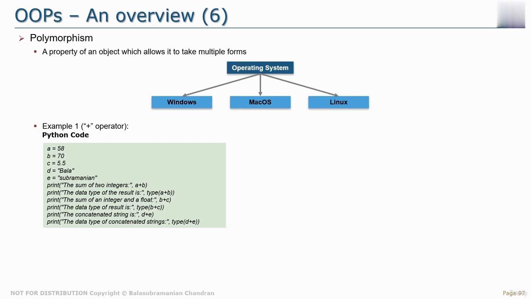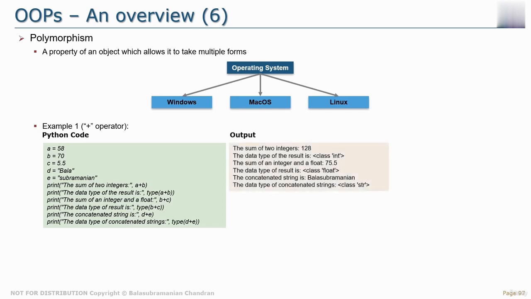We can perform the addition operation using the plus operator on variables of different types. The plus operator adds two integers, adds an integer and a float, and concatenates two strings. Here, the same operator takes multiple forms depending on the types of variables. This is evident from the output it generates.